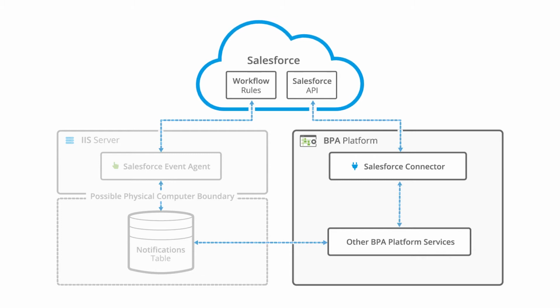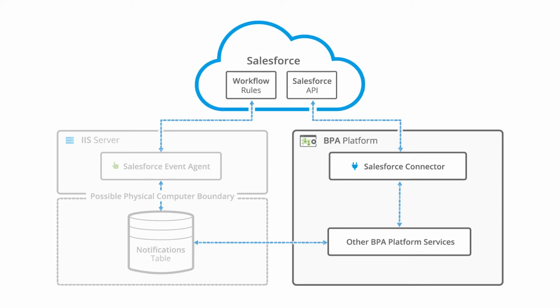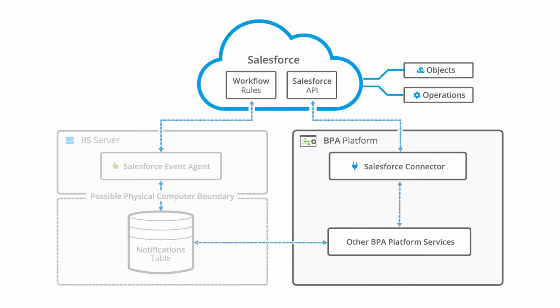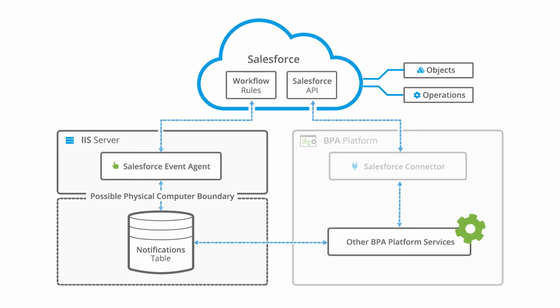It must be installed on the BPA Platform server and on any BPA Platform client machines. This provides the translation between the BPA Platform data and the Salesforce objects and operations. The second tool in this pack is the Salesforce Event Agent. This is a web service receiving workflow events from Salesforce and writing them to a database. These events can then be used by BPA Platform steps for processing.